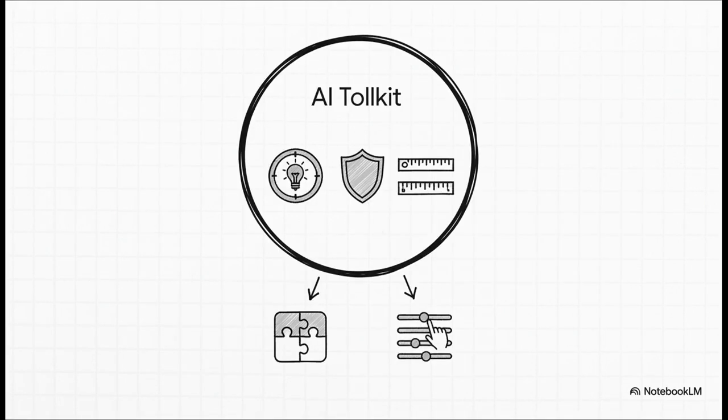So, let's do a quick recap. Temperature is your creativity dial. Frequency penalty is your repetition shield. Max tokens is your length and cost controller. The key is to match these settings to your task. And when you're experimenting, just change one thing at a time so you actually know what's making a difference.